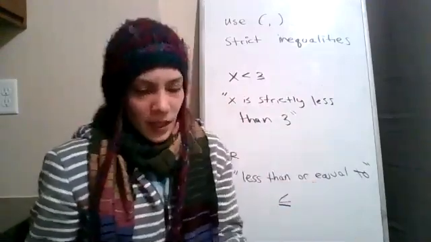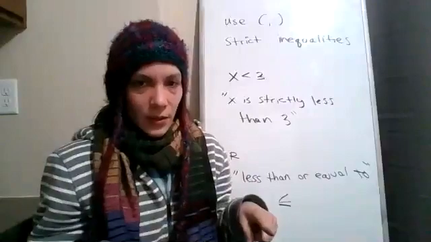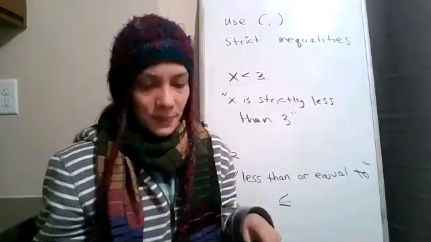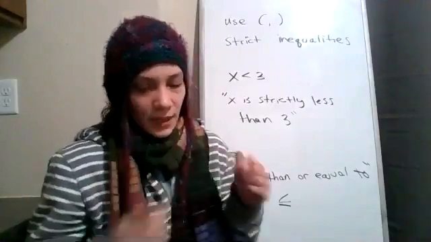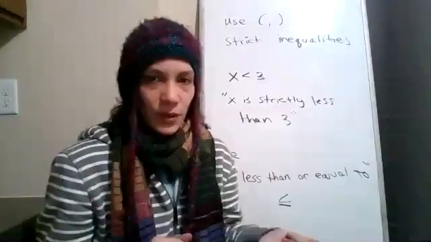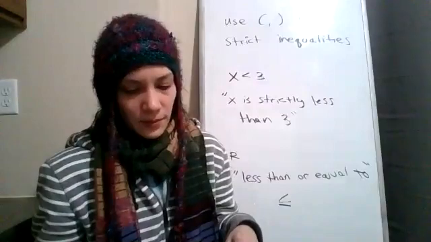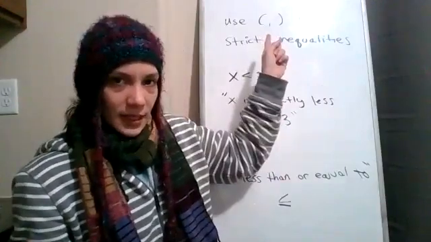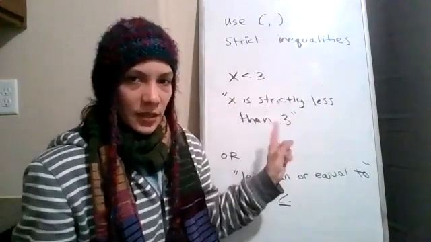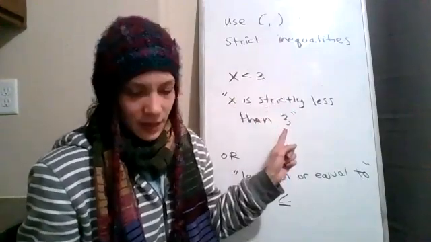We'll read through it. So the rectangular brackets are for when you have included endpoints, and it means less than or equal to or greater than or equal to. And then strict inequalities are parentheses, like x is strictly less than 3 and cannot equal 3.